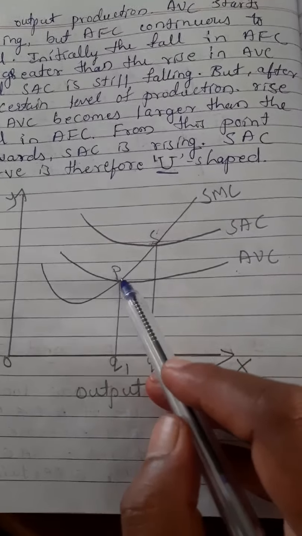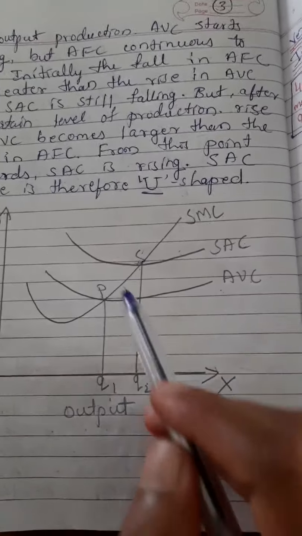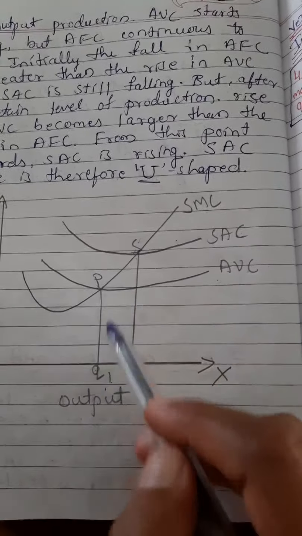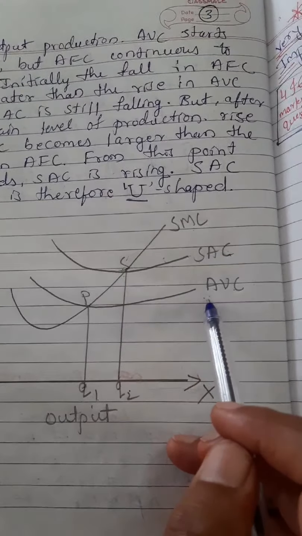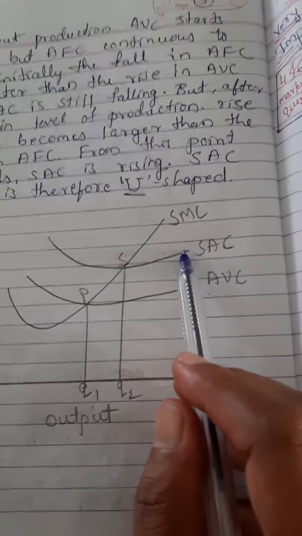Here at point S, SAC is equal to SMC. It means marginal cost is equal to the average cost at point S. Here Q1 quantity and here Q2 quantity. But the AVC curve is always below the SAC curve. ಅಂದ್ರೆ average cost ಯಾವಾಗಲೂ ಹೈ ಆಗಿರ್ತೈತಿ.